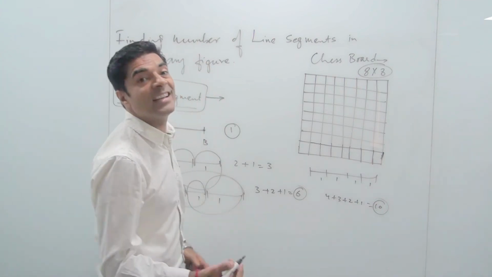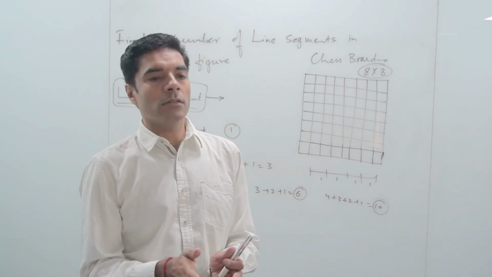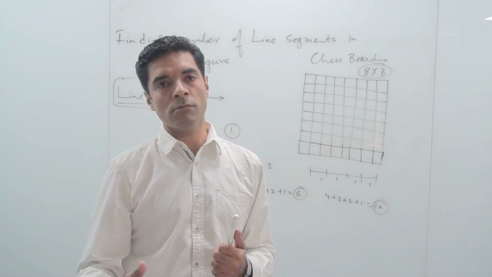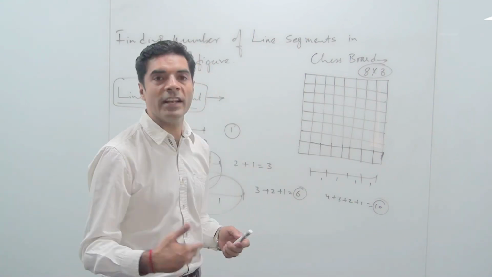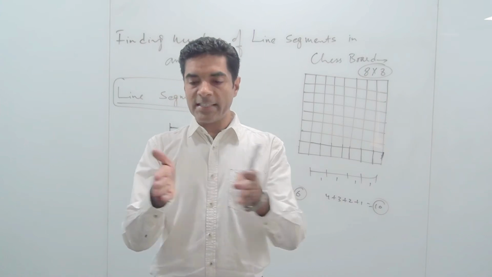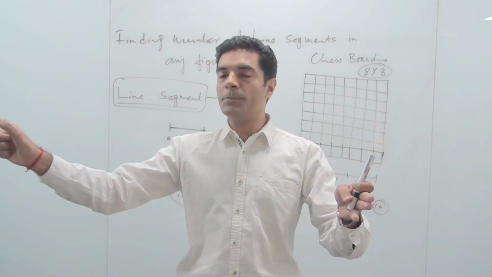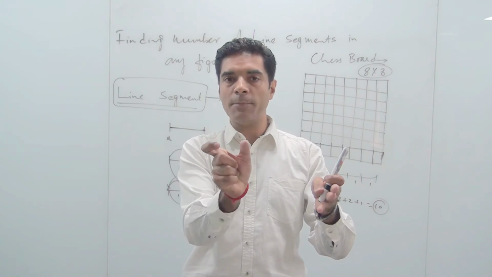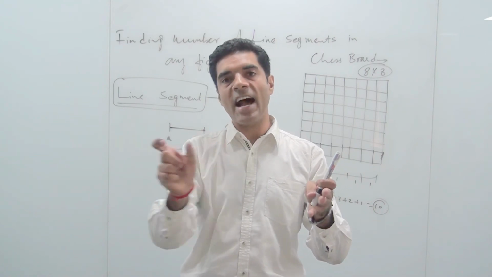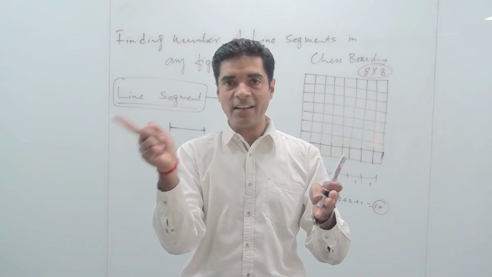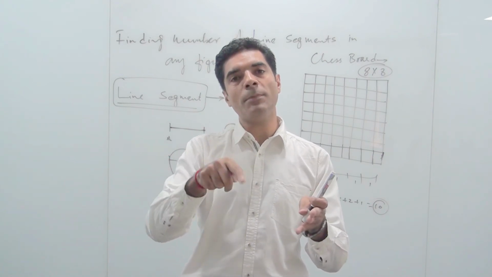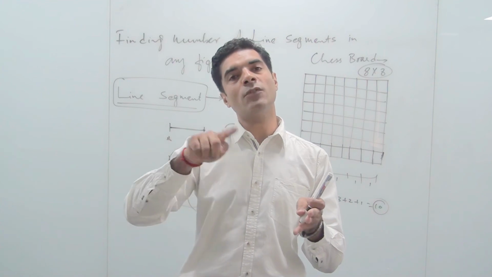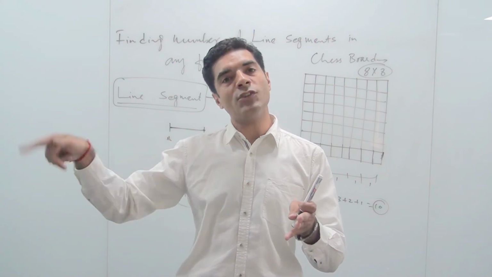So now you can generalize. The idea is to learn something out of it, and then you can apply it in subsequent questions so as to do it well in time. In case there's a line which has 8 subsections, then the number of line segments of 1 unit each in that line would be 8. The number of line segments of 2 units will be 7. Of 3 units will be 6. Of 4 units will be 5, and so on and so forth.